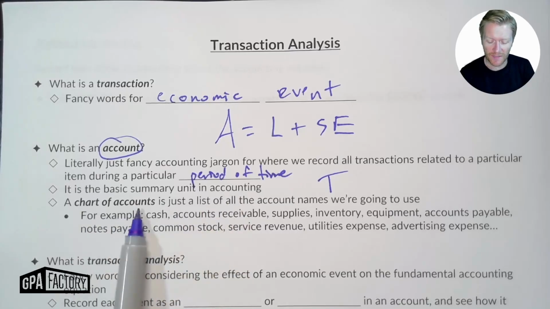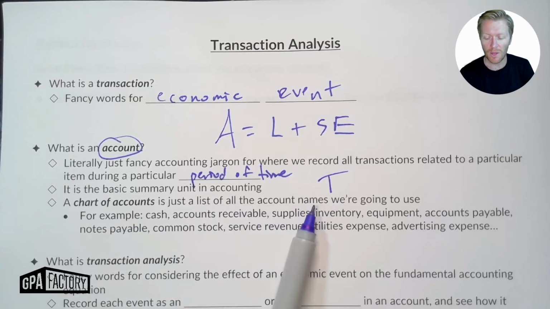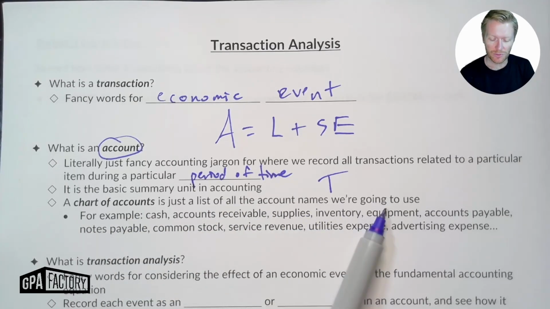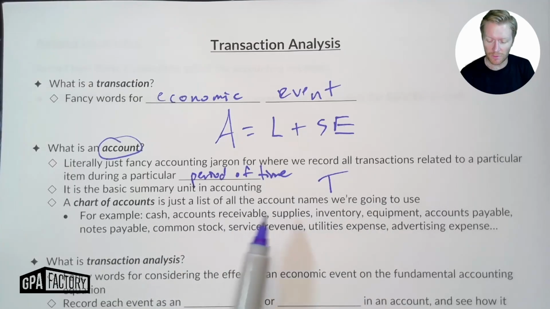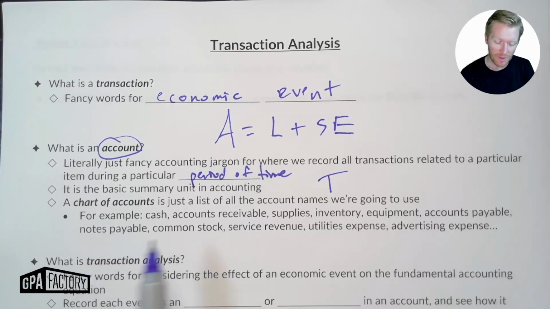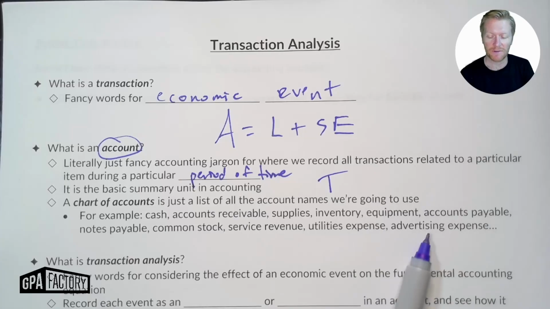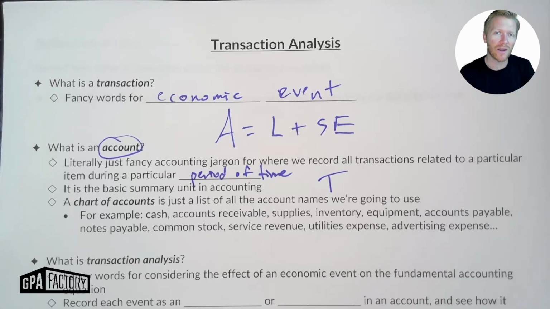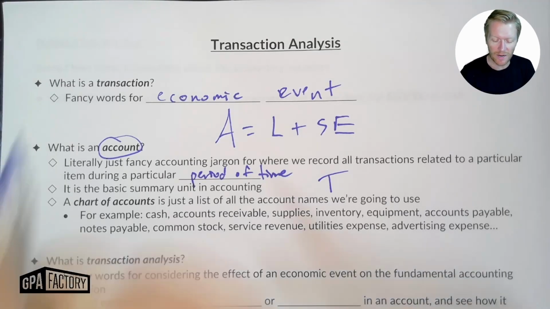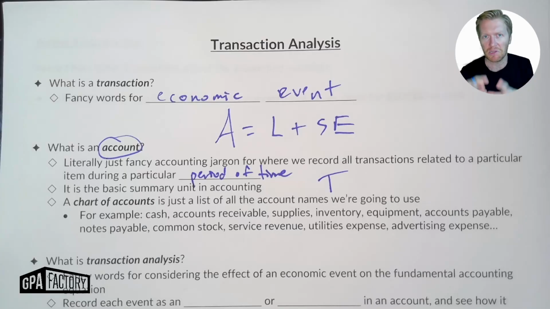And then a chart of accounts is just a list of all of them with the names that we're going to use. So for example, cash, accounts receivable, supplies, inventory, equipment, accounts payable, notes payable, common stock, service revenue, utilities expense, advertising expense. The list does go on and on. Those are just some examples. A chart of accounts is a listing of all of the different accounts that we might use.